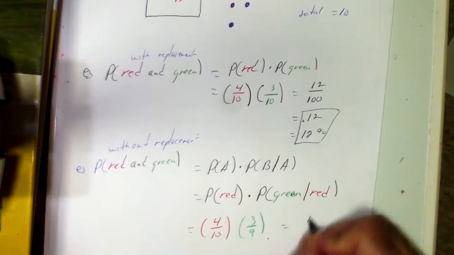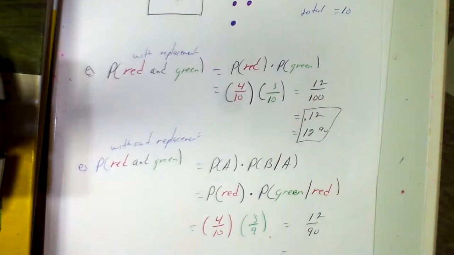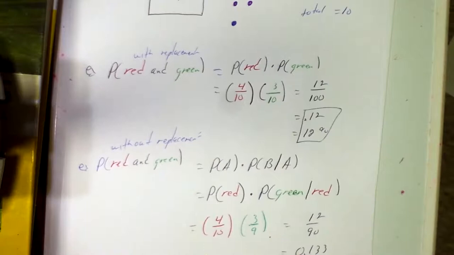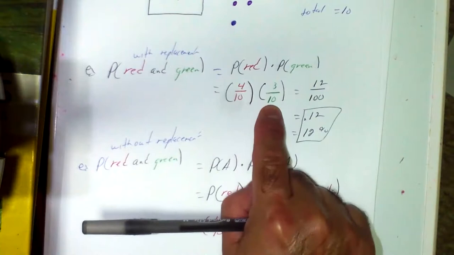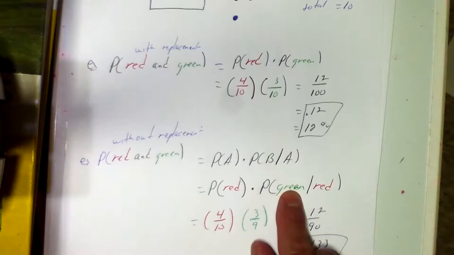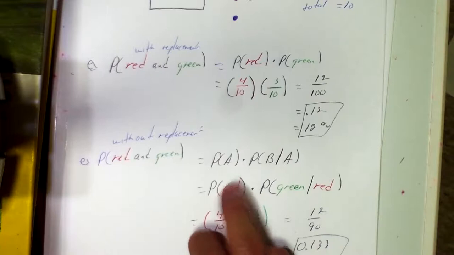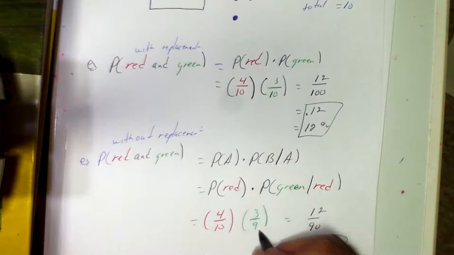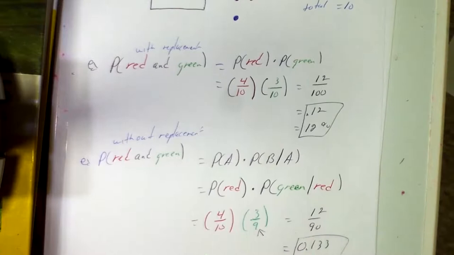That gives us 12 over 90, which is 0.133 or 13.3%. Right. So the numerators stay the same. The denominator decreases because you're taking one out. That's what that little line means. When you choose the second event, you're removing the initial marble that you started with at the very beginning, only one out. And so that'll decrease this total by one.